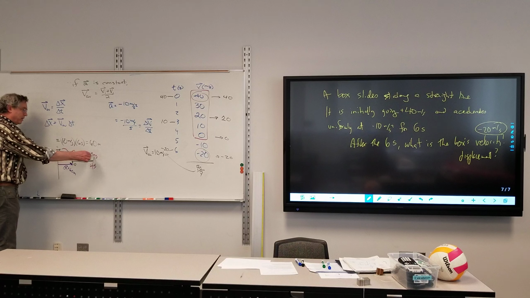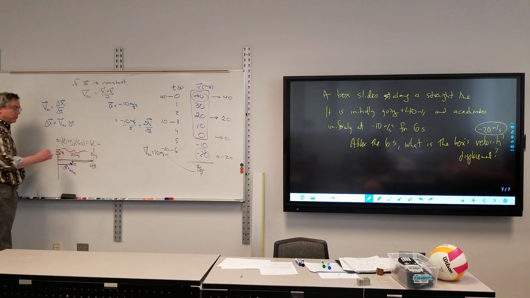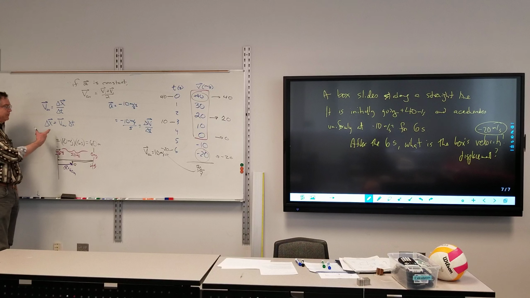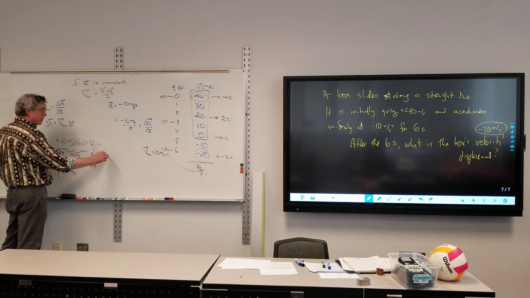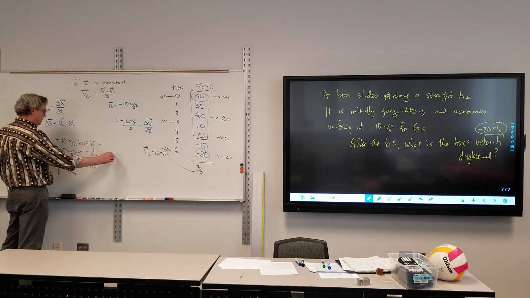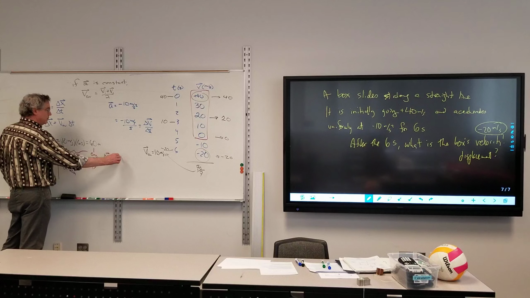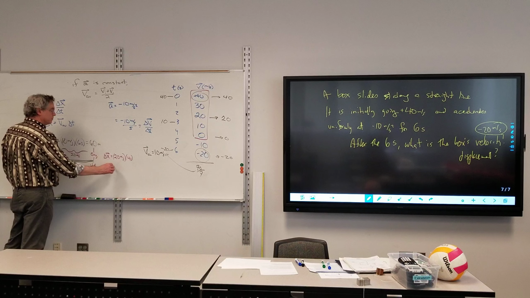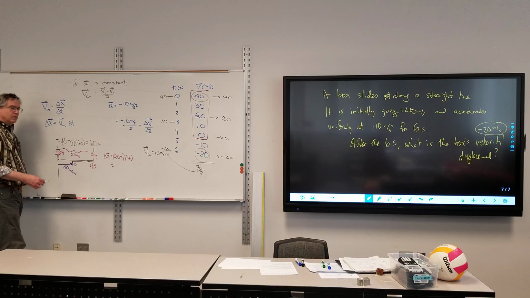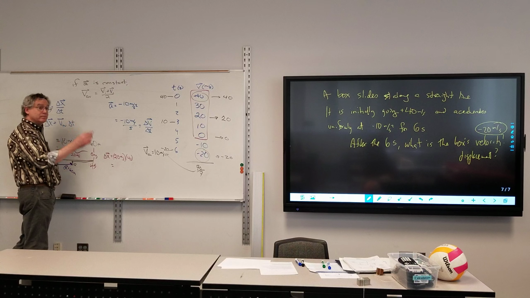So how far do I travel? What is my displacement for the first 4 seconds? I'm doing the same formula. My displacement for the first 4 seconds is 20 meters per second times 4 seconds. Doing the fancy math there. Pardon? 80 meters. Yeah.